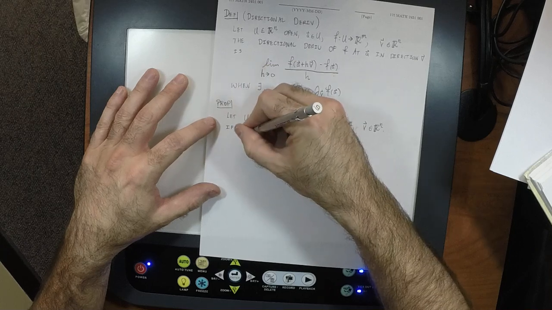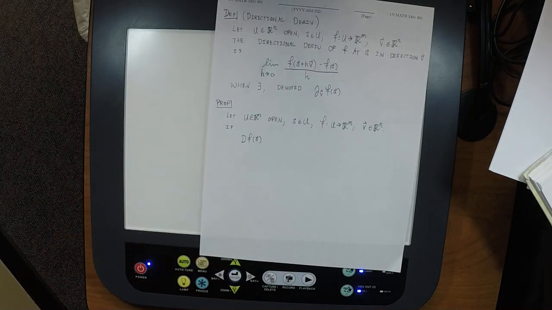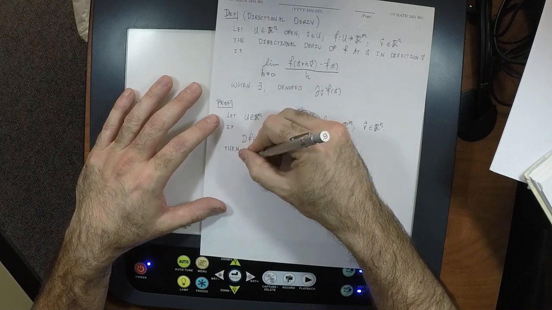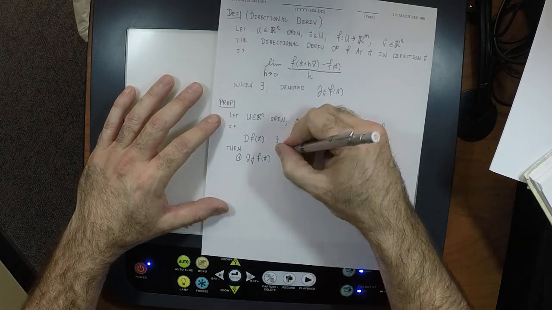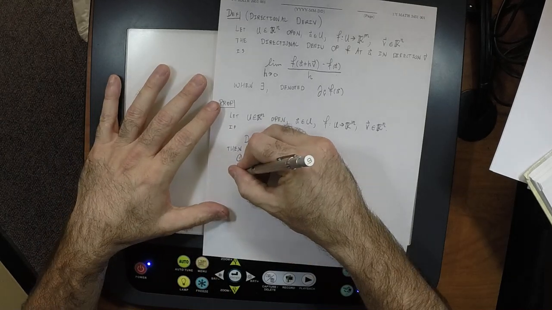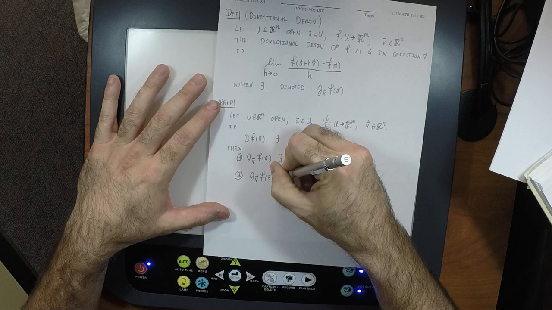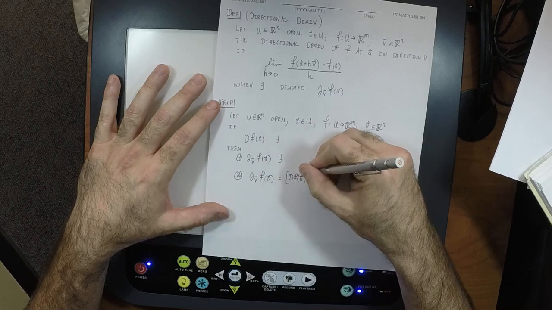If the derivative of f at a, that is to say the derivative with capital D, exists, then two things. First, the directional derivative exists. So the existence of the derivative implies the existence of every directional derivative. If a function is differentiable at a point, it's directionally differentiable in every direction. And furthermore, the formula to compute the directional derivative is trivial. It is the matrix of the derivative of f at a, multiplied by v.